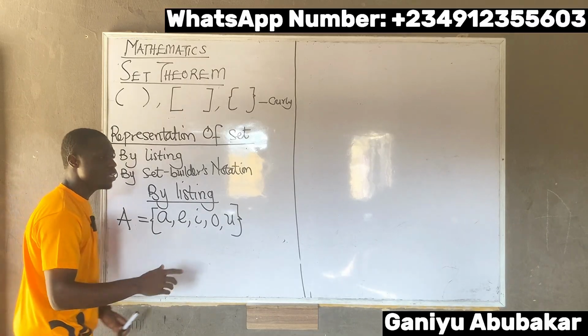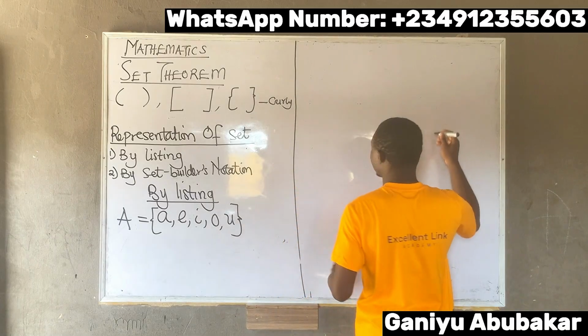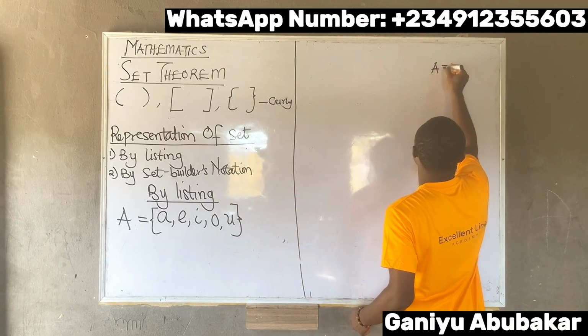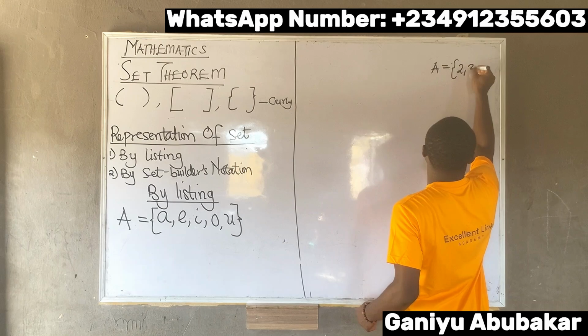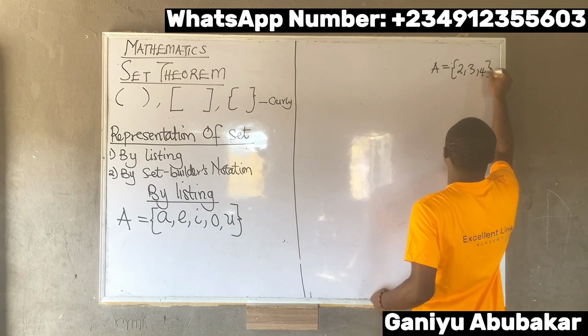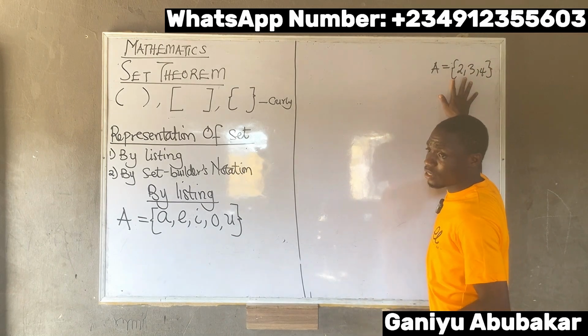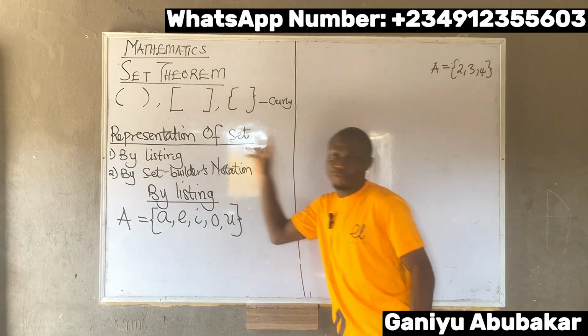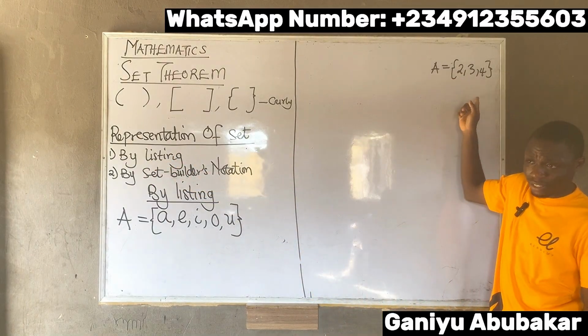There are some sets you see in a textbook where they already give you an example. They'll give you A equal to something like 1, 2, 3, 4. This is a representation of a set in by listing form. You can see this is by listing.